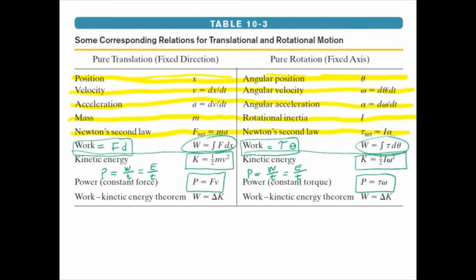Okay, the work kinetic energy theorem, we said if the kinetic energy changes, the net amount of work being done is equal to that change in kinetic energy. The same thing is going to be true in a rotating system. If the kinetic energy of a spinning object changes, then the net amount of work done on that spinning object can be expressed as work.